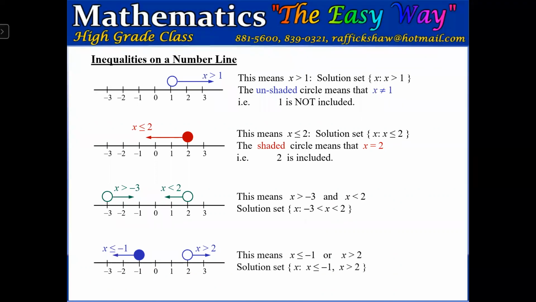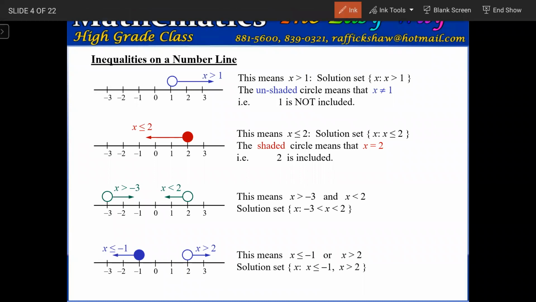So you see the keyword here now is or. So note the difference between the and the or. This one was an and situation. This is an or situation. So it's either you are less than or equal to negative 1 or x is greater than 2. Values of x cannot be both at the same time. There's no value of x that satisfies two sides of inequality at the same time.